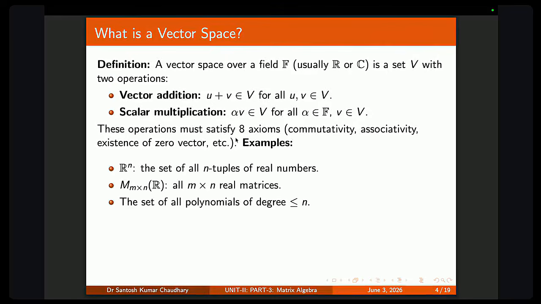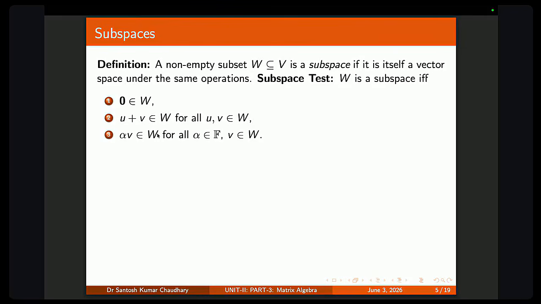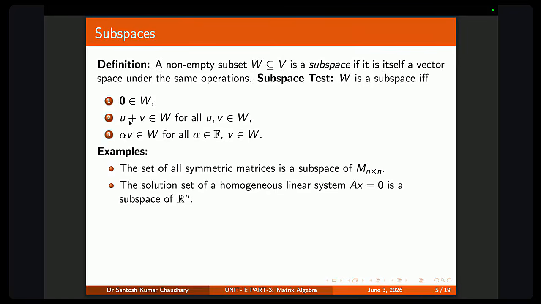In fact, you just check a subspace condition, and if this happens, then it will be a vector space actually. So you have to check these three conditions only to make it a subspace. If it is a subspace, it is also a vector space, because a subspace is a subset which is a vector space. Okay, and then for example, the set of all symmetric matrices.